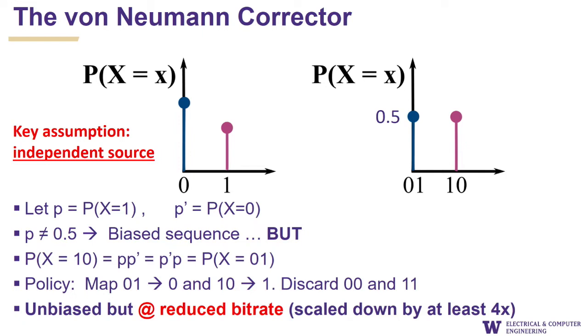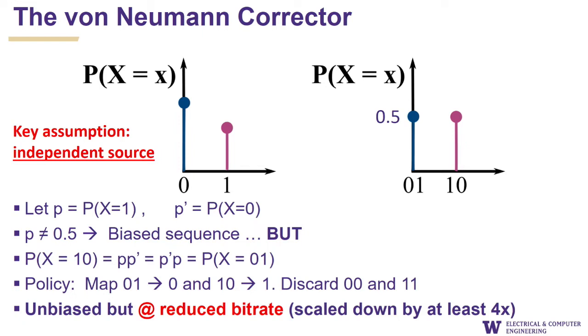So if I look at bit pairs, every time I get a 1, 0, I label that as a 1 bit. Every time I get a 0, 1, I label that as a 0 bit. Whenever I get 1, 1s or 0, 0s, I discard them. Okay? Wasteful, but if you have independent sources, it works. Now the downside is that you get a significantly reduced bit rate.